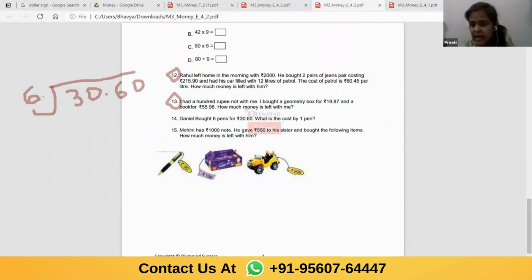I know, children, we always start division from the highest place. Addition, subtraction, multiplication, we always start from the ones place, right? But division, we always start from the highest place. At the highest place, I have 3. So 3 is less than 6. I cannot divide. Now let me take 2 numbers.